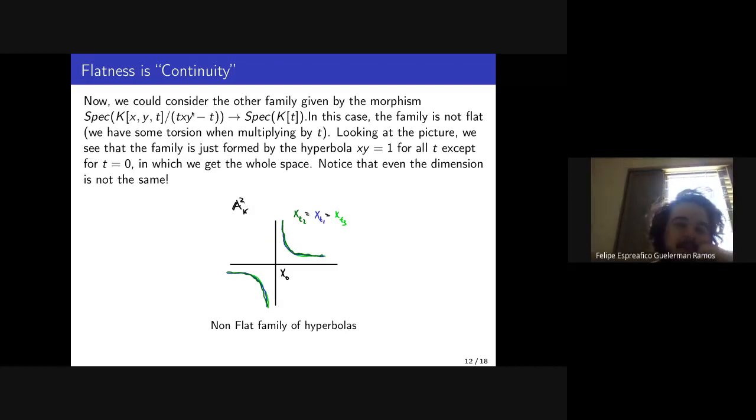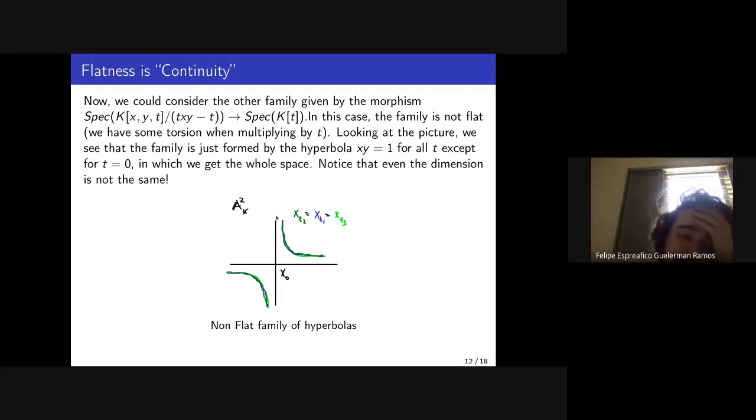Because if t is not 0, we can divide everything by t and get the same hyperbola for every t. But when t is 0, we get the whole space here, right? And then, of course, this limit does not make sense, right? If the limit was to be something, it would be the same hyperbola, right? And in this case, for t is 0, we will not have even the same dimension, right?